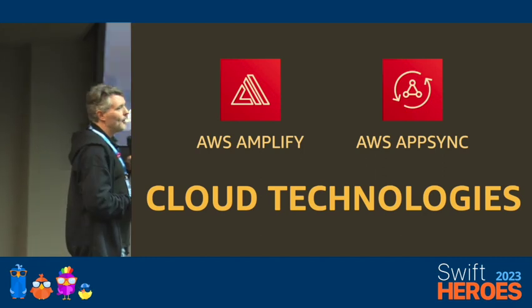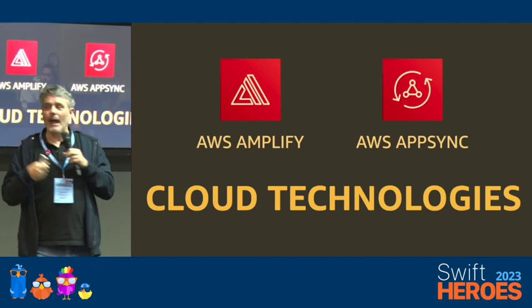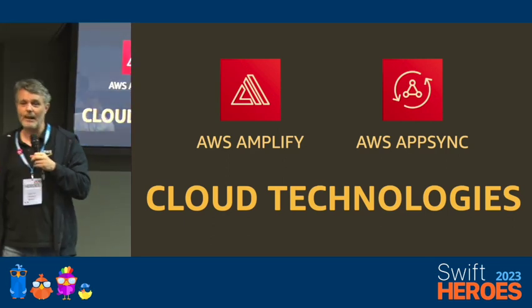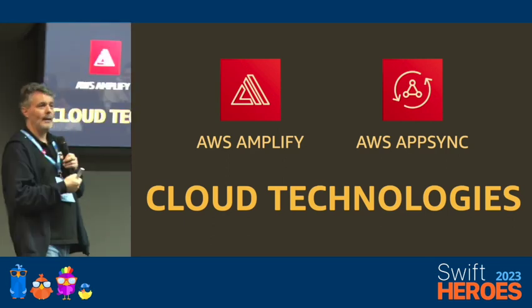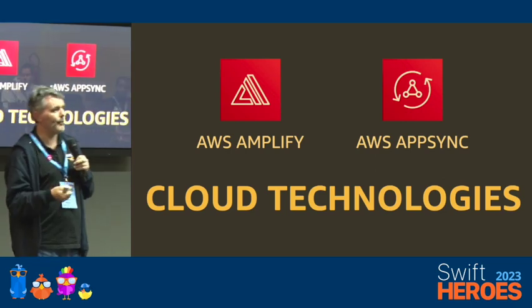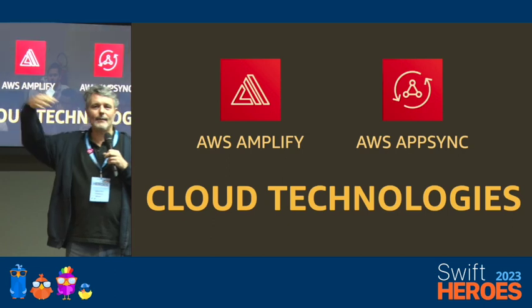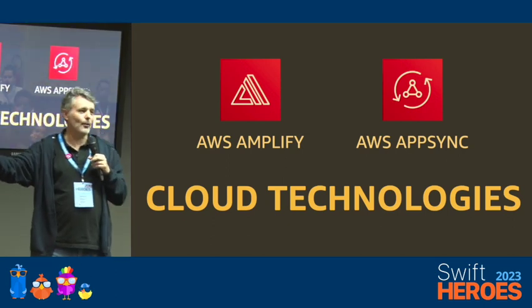I'm going to talk about two cloud technologies to implement offline, real-time synchronization for your data. I'm going to use AWS Amplify and AWS AppSync. AWS Amplify is an open source library that you can include inside your application for Android, for Flutter, for iOS, obviously, for web. That makes it easy to access an AWS cloud backend.